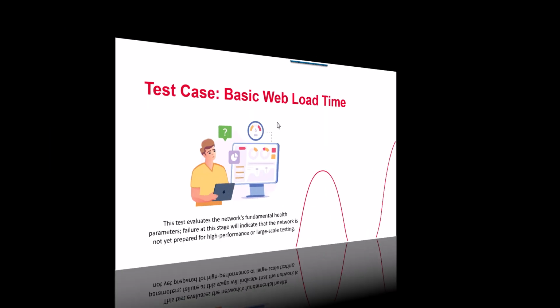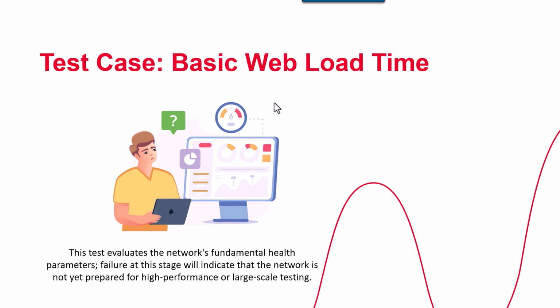Let's get to it. We start with a very simple test, basic web load time, where we look at basic parameters like how much time it would take for a user to load a web request if it is distance separated between these two locations. Any kinds of high latency spikes, packet drops, or issues that come across in this test would clearly indicate that the network is not ready for the performance and scale tests that we have planned for it.